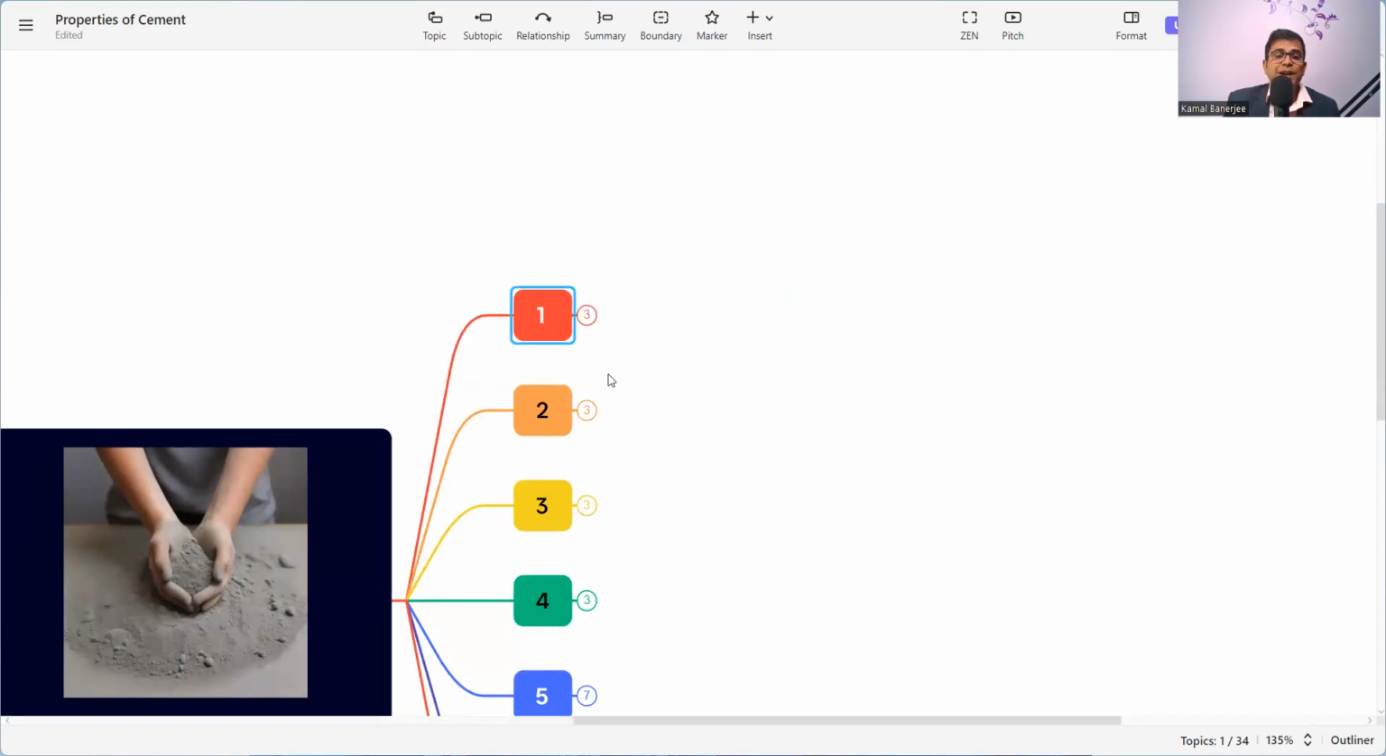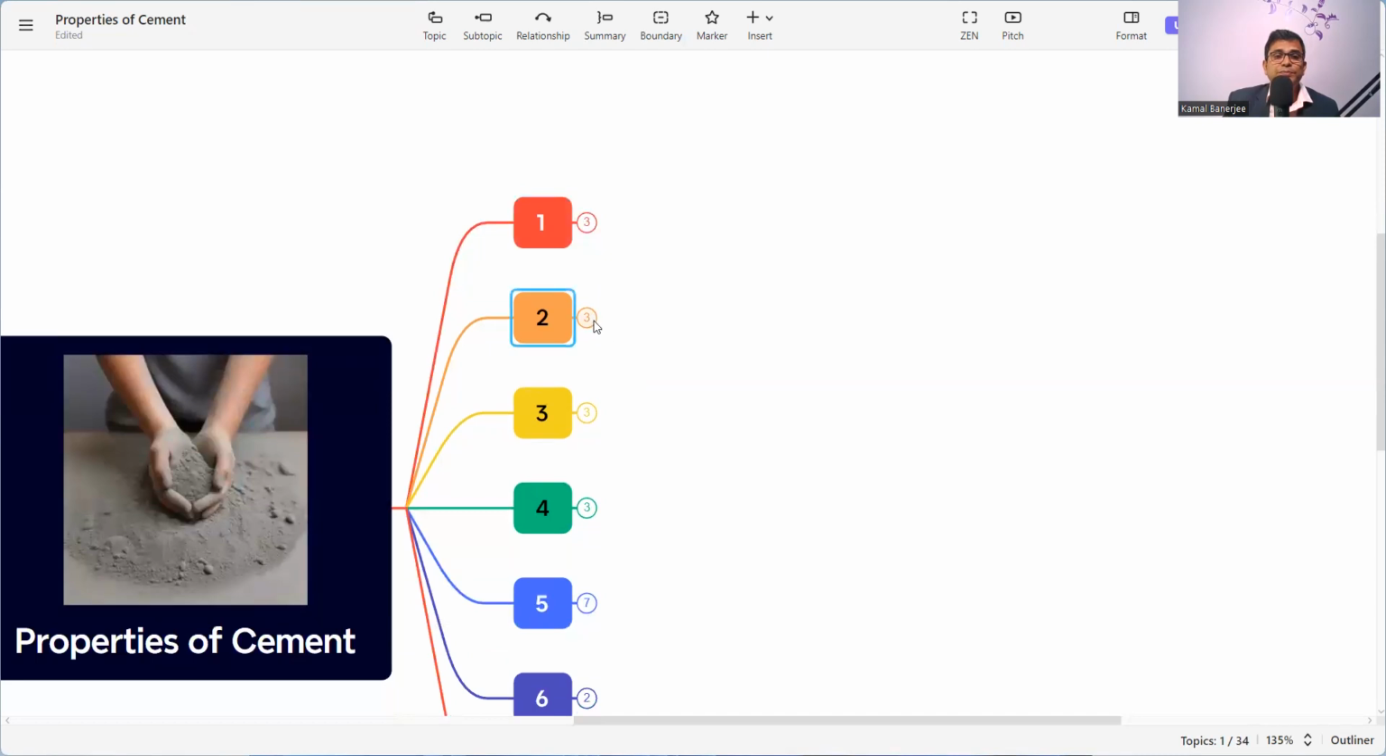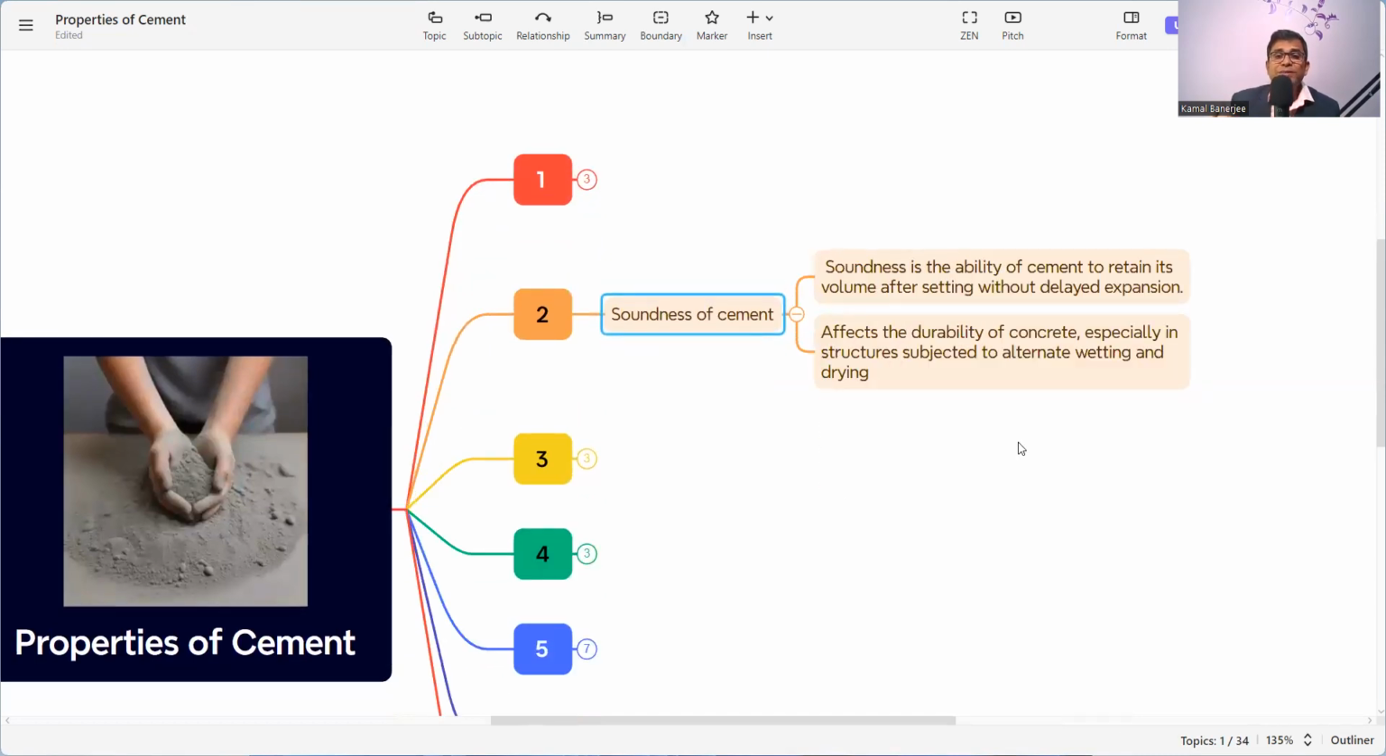The next criterion is soundness of cement. What is soundness of cement? Soundness is the ability of cement to retain its volume after setting without delayed expansion. If it expands after setting, that means it is unsound cement. And if its volume increases, there will be cracks and voids, and we will not get the strength and durability of the concrete.